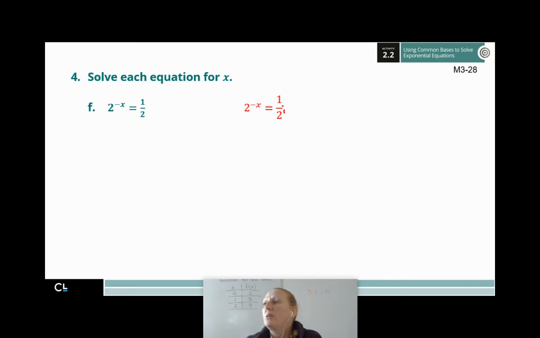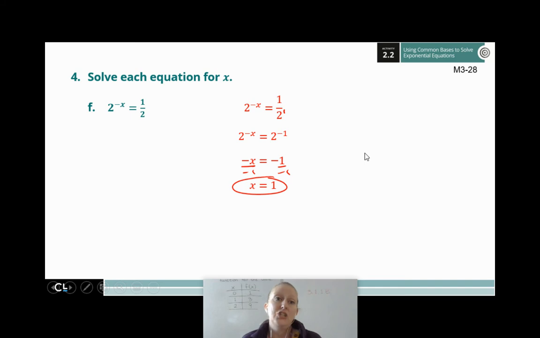So I'm going to rewrite this with a negative exponent. I'm going to say that's 2 to the -1 power. And now that my bases match, I can say negative x equals -1. I can divide both sides by a -1. And negative divided by negative gives us positive. So I have x equals 1. Yay. So this just takes some practice, like just playing around with it a bit.